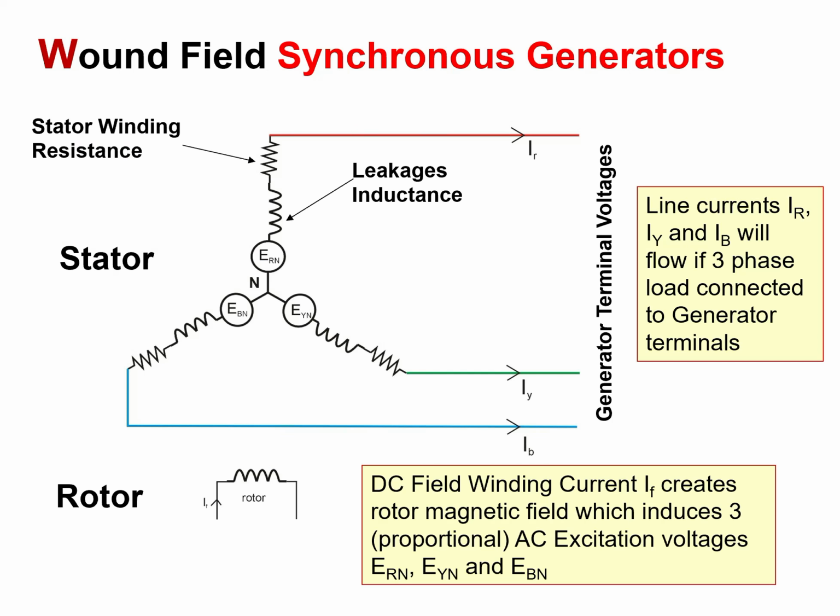Let us now take a look at a Y-connected stator winding. In this case, there are three-phase voltages, and the line currents are called IR, IY, and IB. Notice that the DC field winding current creates the rotor magnetic field and induces three proportional AC excitation voltages, ERN, EBN, and EYN. And notice that in each phase, there are the stator winding resistance, which causes some losses, as well as the leakage inductance.